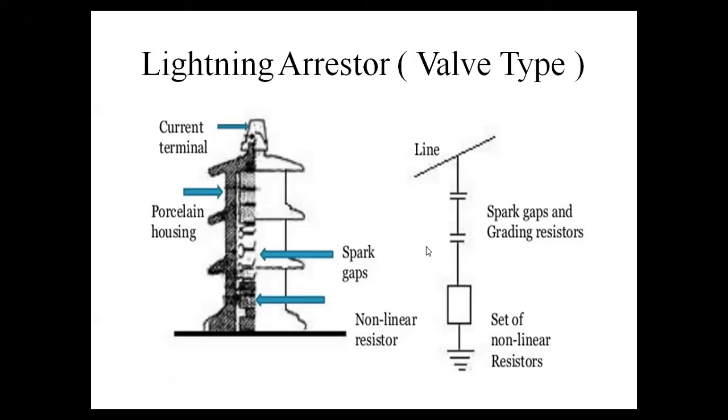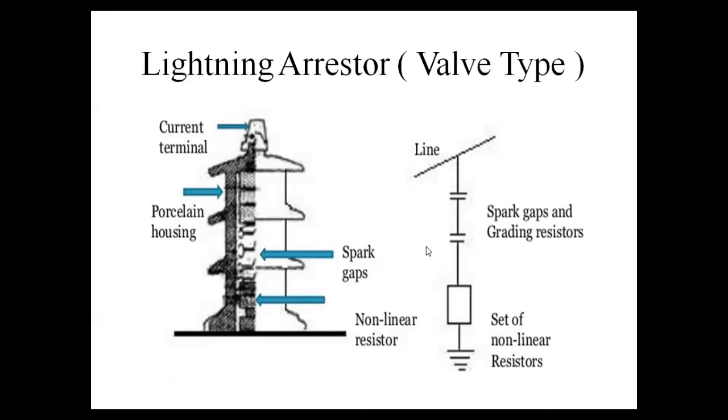So we have many types of lightning arrestors. This particular lightning arrestor, which is called the valve type lightning arrestor, is used on systems operating at very high voltages. The figure shows the various parts of the lightning arrestor. Basically, there are three main parts: spark gaps, grading resistors, and non-linear resistors.